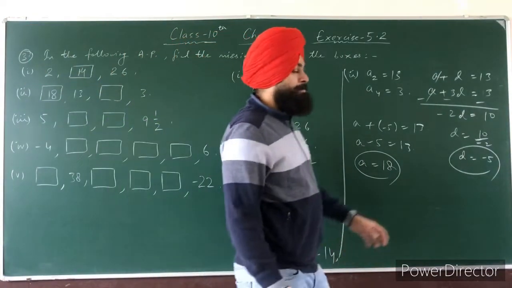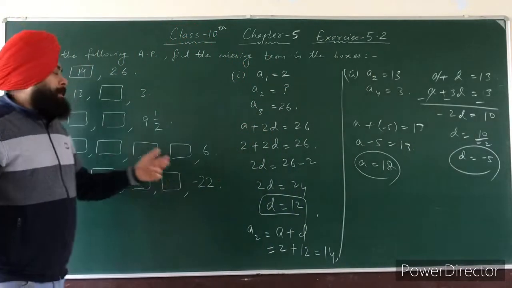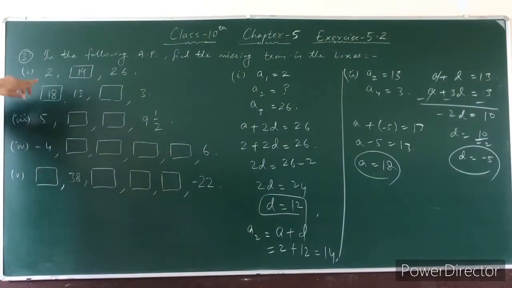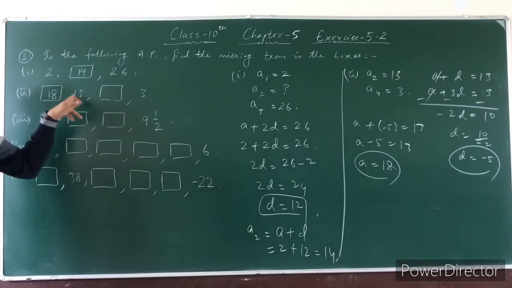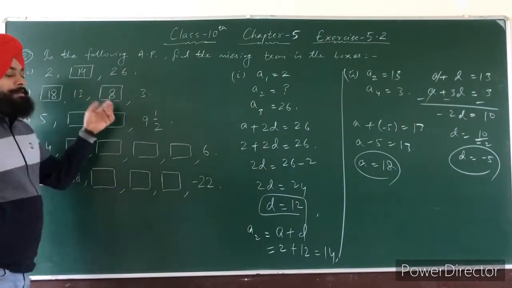Now what is the common difference? The common difference is minus 5. So now you can subtract 5 continuously from the previous term. You can see here 18 minus 5 is 13. 13 minus 5 is how much? 8. So it means the third term is 8.